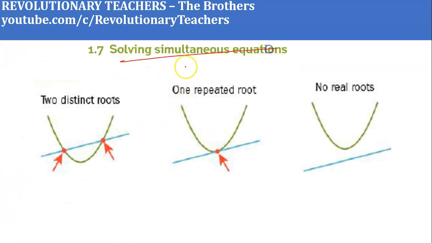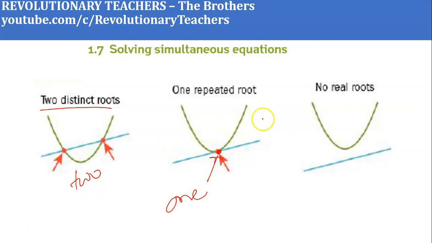Okay, solving simultaneous equations. See, children, two roots are possible when the line intersects the parabolic curve. One solution is possible when the line intersects at only one point. Only one point. Here, two intersecting points. Here, no intersecting points. Okay, children?